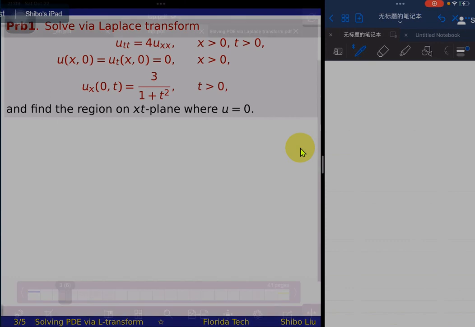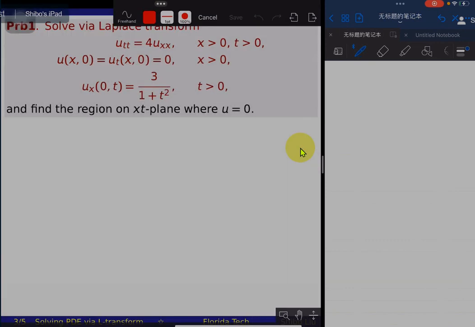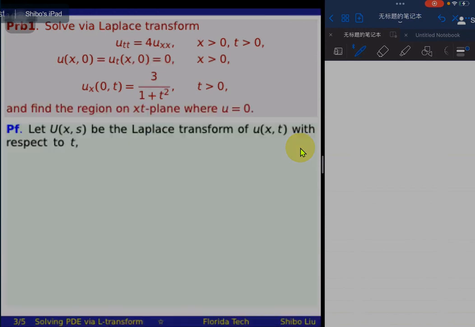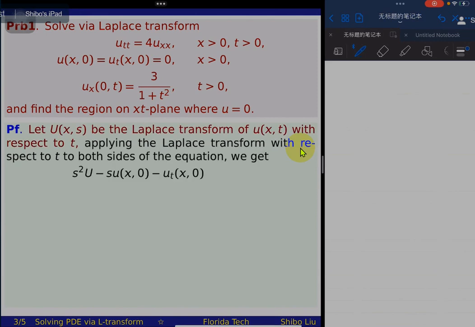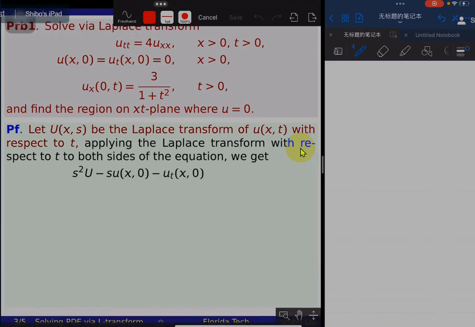Because the initial condition is when t equal to 0, we have the 0 condition. Therefore, we should apply the Laplace transform with respect to t. Suppose capital U is the Laplace transform of our unknown function small u with respect to t. Then we can apply the Laplace transform to both sides of the equation.